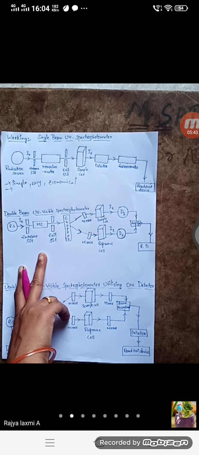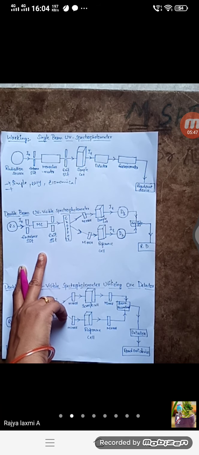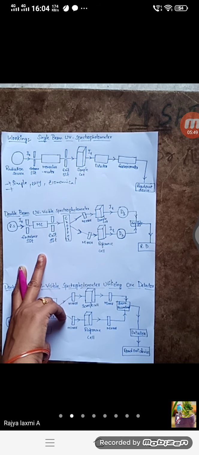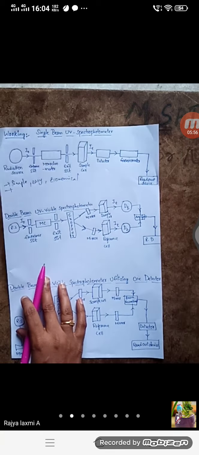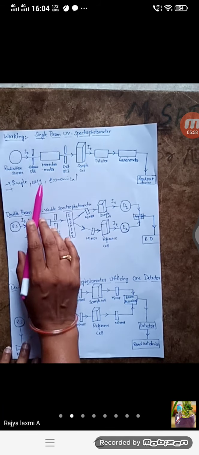Okay, so next it requires the adjustment of transmittance. So this is about UV, single beam. Next, double beam. Double beam is nothing but the same as single beam only.